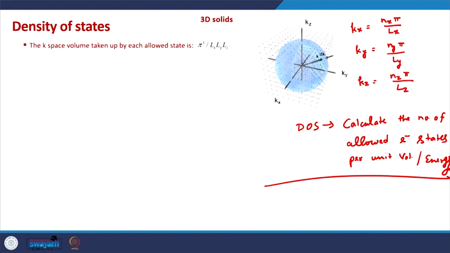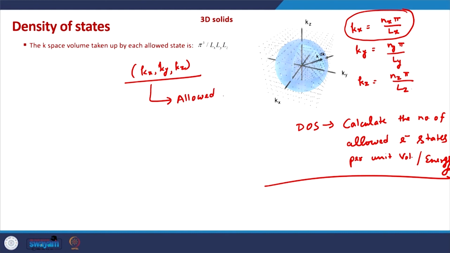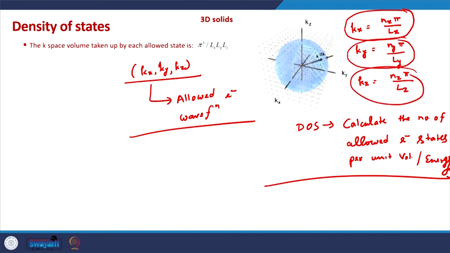So, essentially we need to calculate the number of allowed electronic states in the device. In order to do that, as you can see from here, an allowed combination of kx, ky, kz gives us an allowed electronic wave function. All allowed combinations of kx, ky, kz which can be deduced from these 3 relationships will give us various electronic wave functions which the electron can take in a 3D solid. So, combinations of these k points correspond to the allowed electronic states in the solid. If we need to calculate the number of allowed electronic states in the solid, we just need to calculate the allowed k points in the solid.